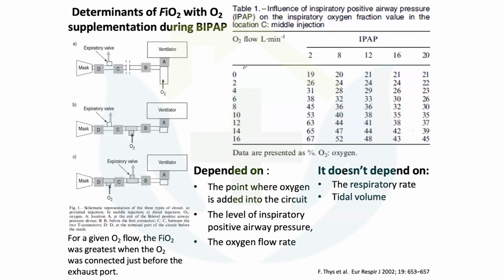According to the inspiratory pressure, at a particular liter per minute, the FiO2 changes little. It depends on the point where oxygen is added into the circuit, the level of inspiratory positive airway pressure, and the oxygen flow rate. It does not depend on the respiratory rate and the tidal volume. So when you are using BiPAP, what will be your exact FiO2? There are three factors: one is the flow, one is the positive pressure, and the point where you are giving oxygen, near the mask or near the end of the ventilator.